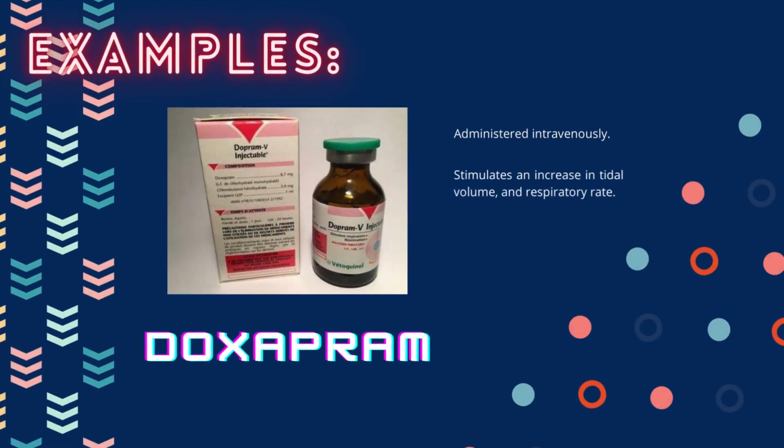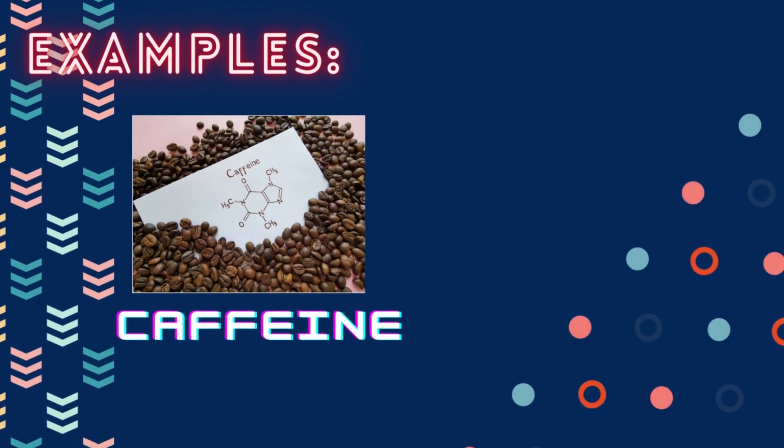Doxapram is administered intravenously and plays a role in stimulating an increase in tidal volume and respiratory rate. Second is caffeine. Caffeine creates feelings of alertness by increasing nervous system activity, which in turn speeds up the heart rate and rate of breathing. As the heartbeat and breathing rate quicken, more blood and oxygen are delivered to the body.